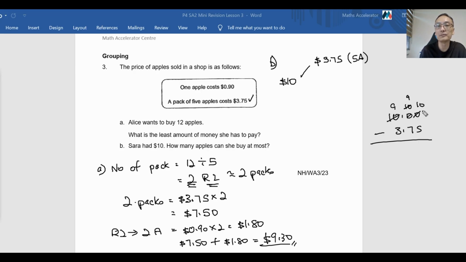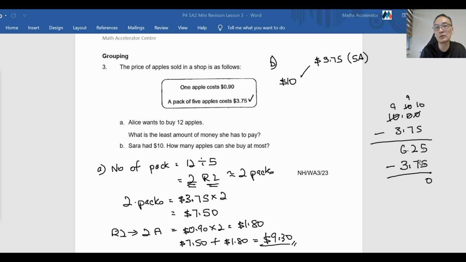Okay, we have to regroup. So 10 minus 5 is 5. 9 minus 7 is 2. 9 minus 3 is 6. So we're left with 625. 625 means we still can buy another pack, right? So let's minus another 375.